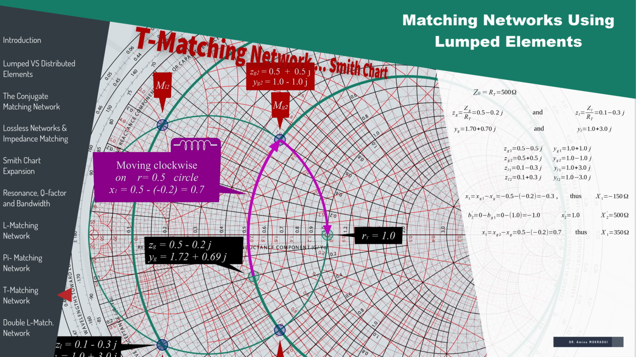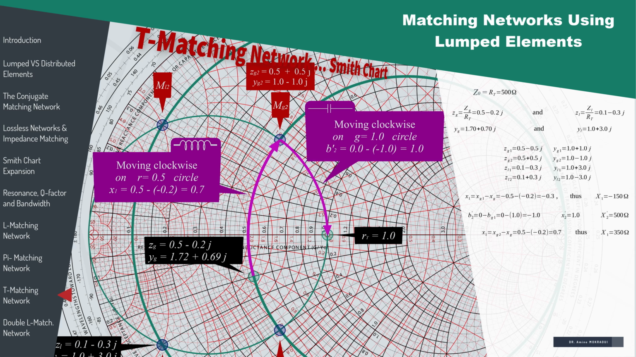Afterwards, we move in the clockwise direction from MG2 to the center of the abacus on the admittance unity circle. Thus, we are adding a capacitor whose susceptance is B'2 equals 0 minus BG2, which is equal to 1. It corresponds to a reactance X'2 equals minus 1, and thus uppercase X'2 equals minus 500 ohm.